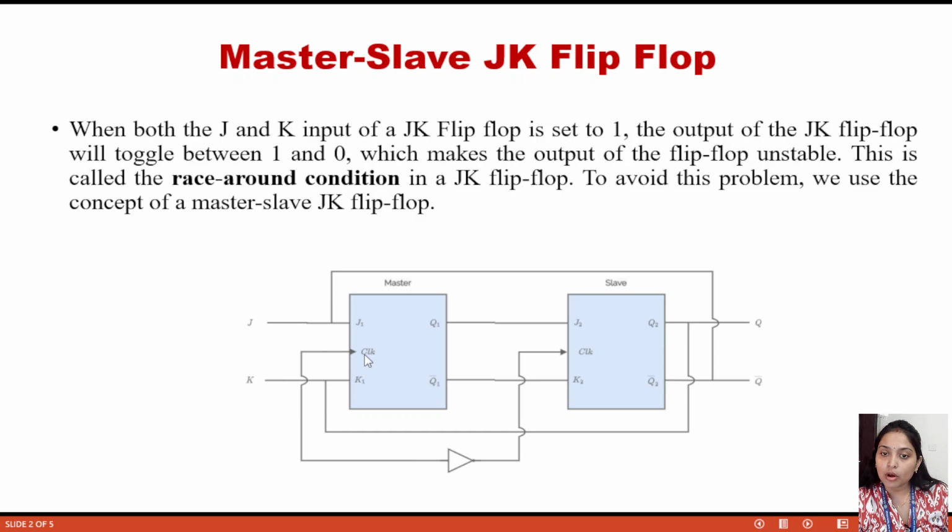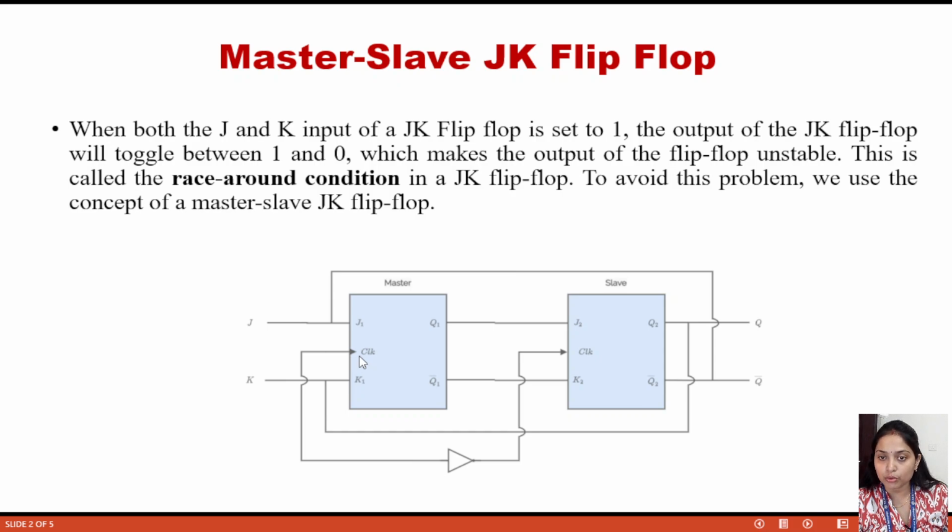Okay, so the clock pulse is directly connected to the master JK flip-flop. But in the case of the slave JK flip-flop, it is passing through a NOT gate. This is actually a NOT gate. So passing through a NOT gate, then it is applied. So when the clock pulse is 1, this clock pulse is actually 0.